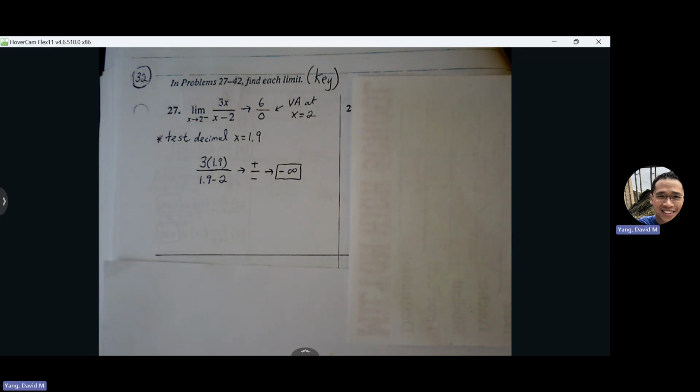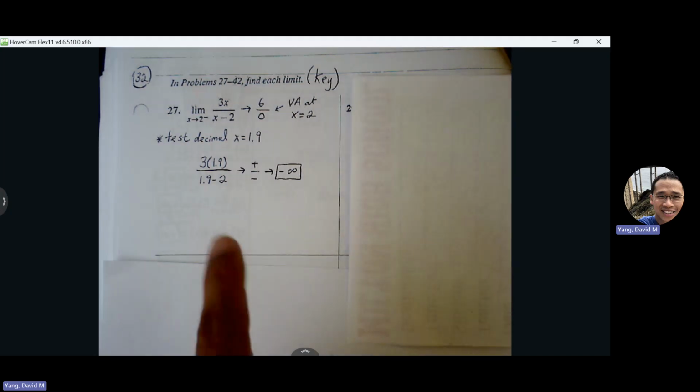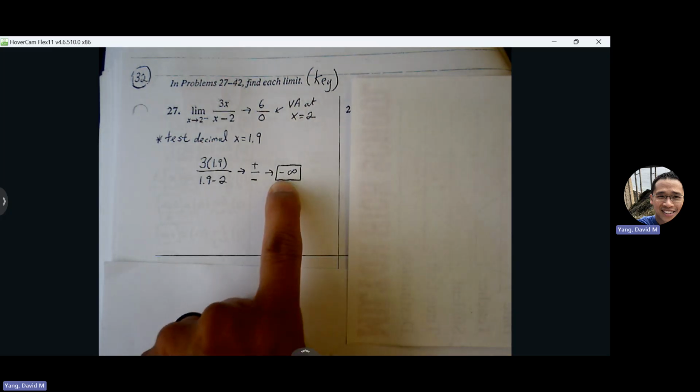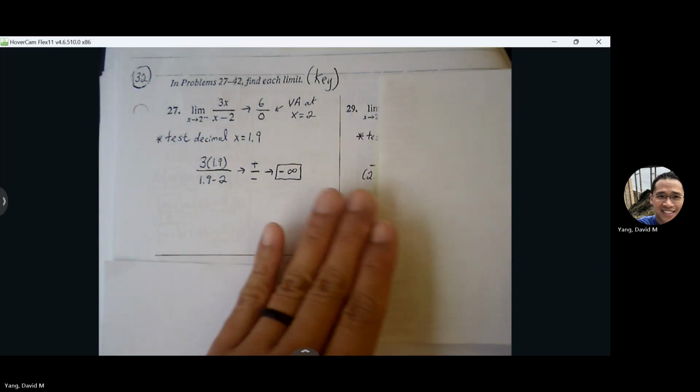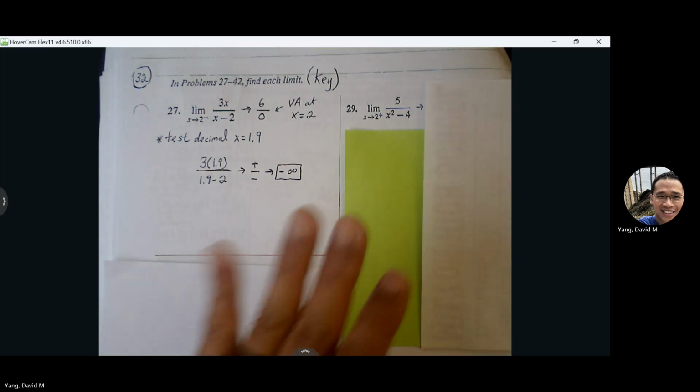Plugging 1.9 into the x, again, no need for a calculator, and this will be a non-calculator test. Numerator gives me positive, denominator gives me negative. That's enough for me to know, okay, as we approach the asymptote, my arrow is headed down, going down towards negative infinity. Right, try 29.